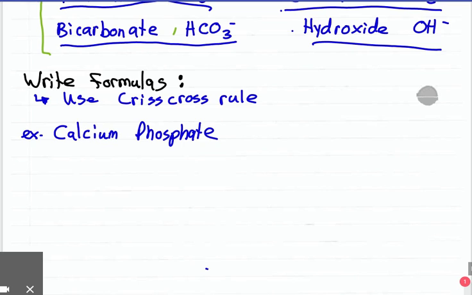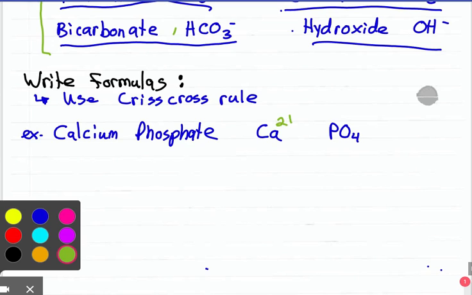So our crisscross rule is you write the symbols, so calcium and phosphate, which from your periodic table you know is PO4. You put the ionic charges on top. So calcium, we know, has an ionic charge of 2+, and our phosphate has a charge of 3-. And then we just cross them down. And if we do that, we get Ca3 and then PO4 and a 2.